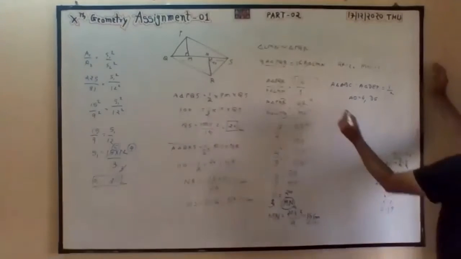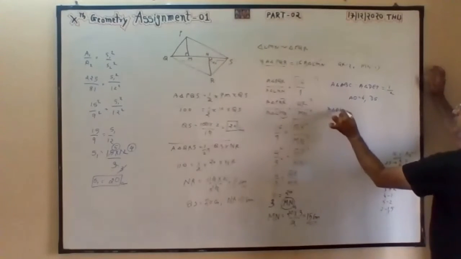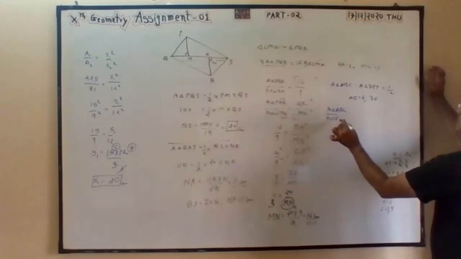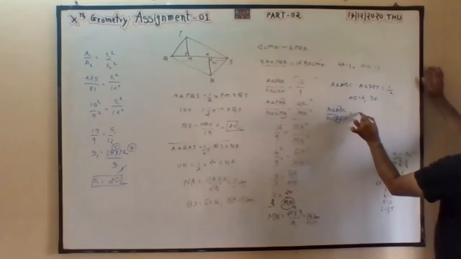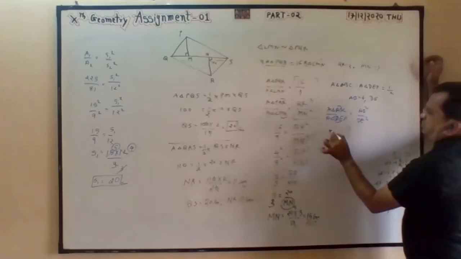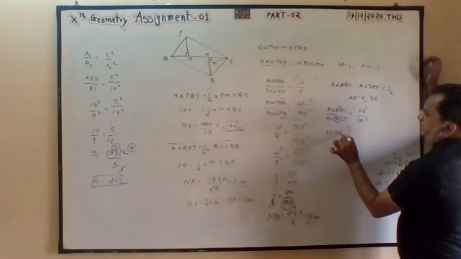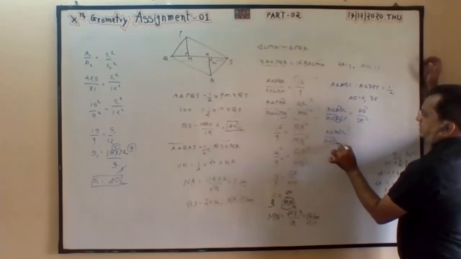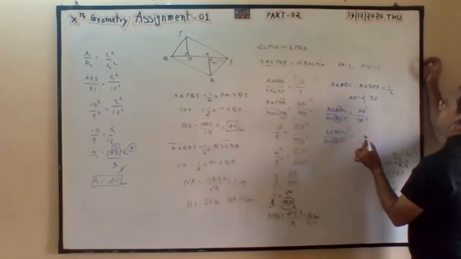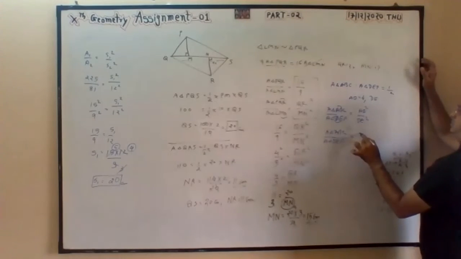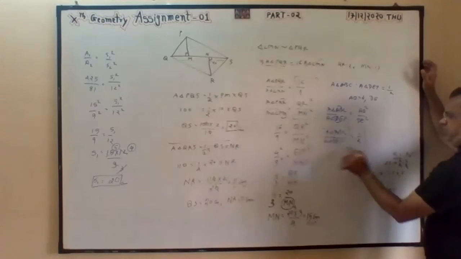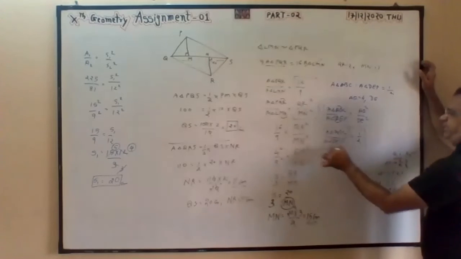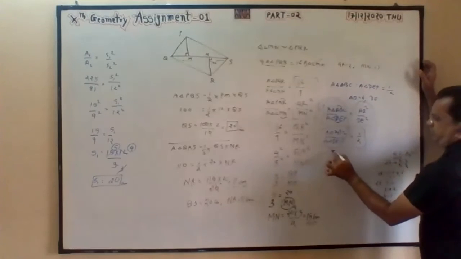So again, area of triangle ABC divided by area of triangle DEF is equal to AB square by DE square. But actual area of triangle ABC to area of triangle DEF is equal to 1 by 2. It is given. This is given and this is our formula. So left side equal, so right side also equal.